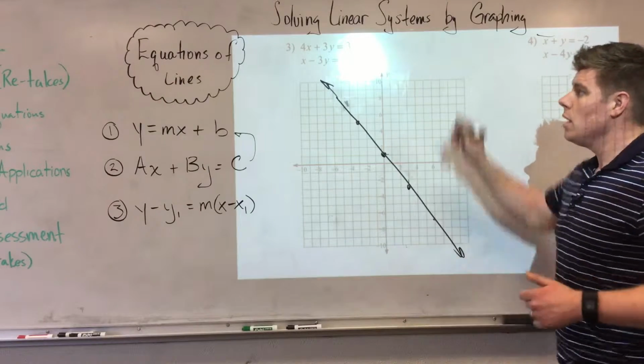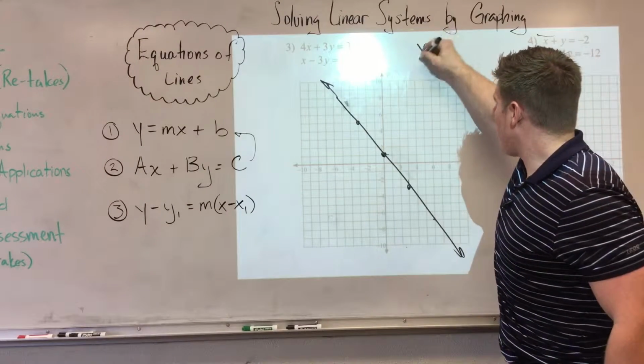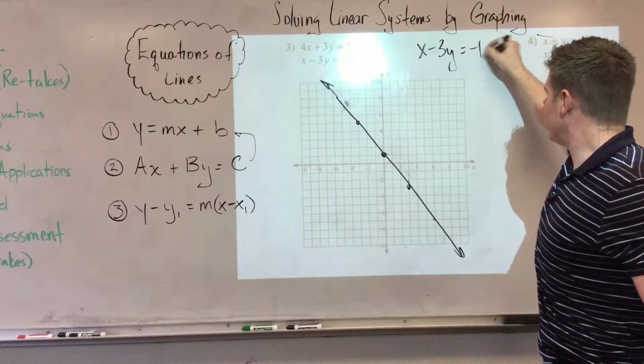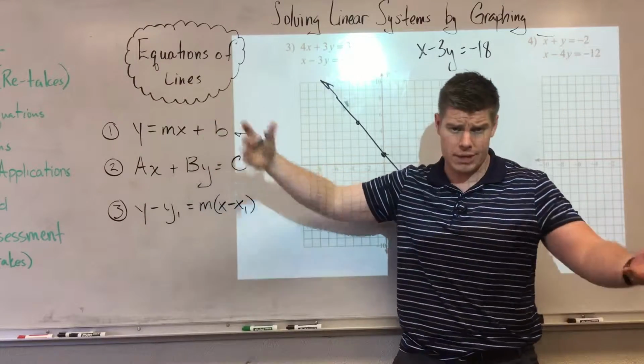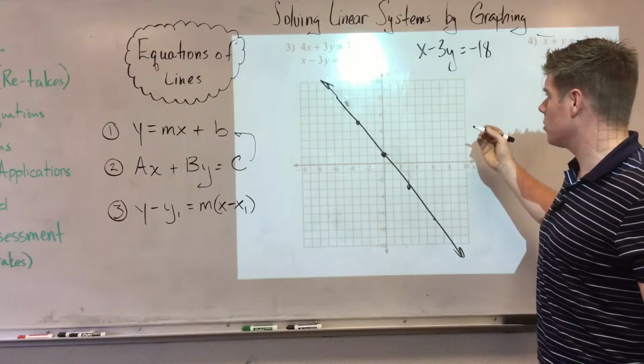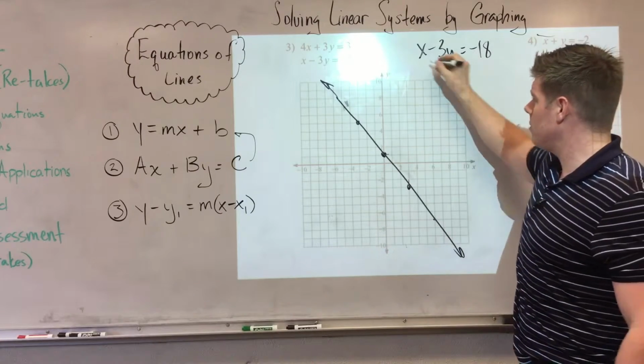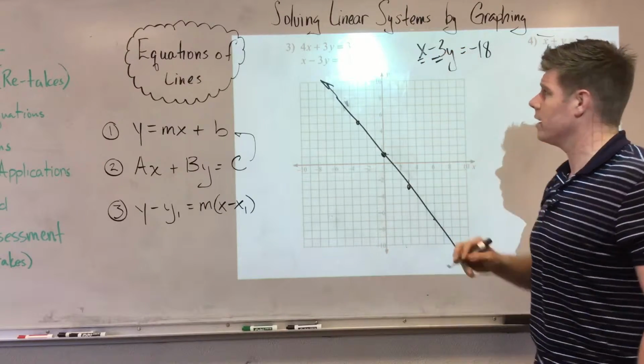All right. So I have x minus 3y equals -18. I can convert it into y equals mx plus b to start off with. So that's the first thing I'm going to go ahead and do. The things that are in my way are this x and this -3.